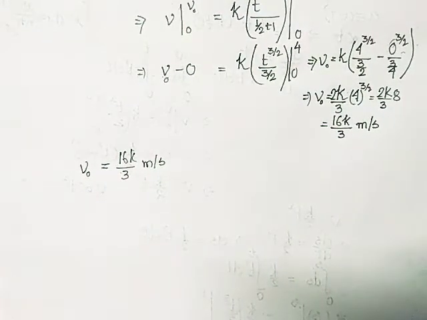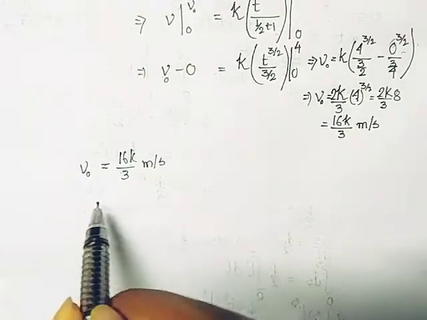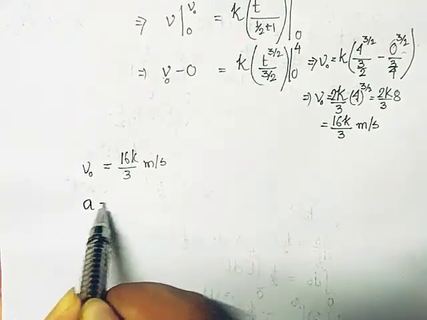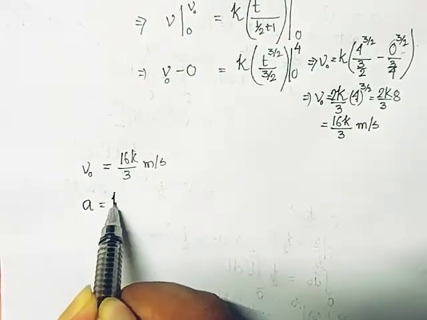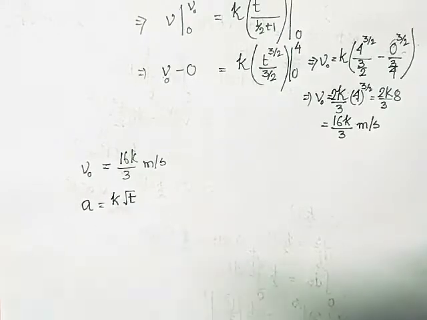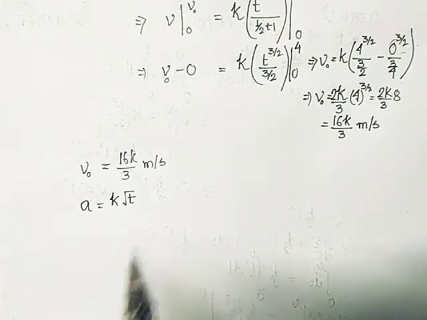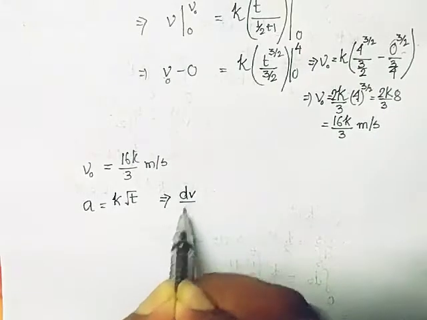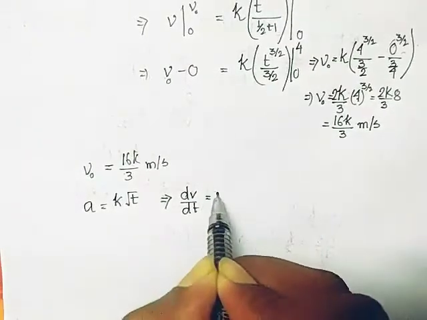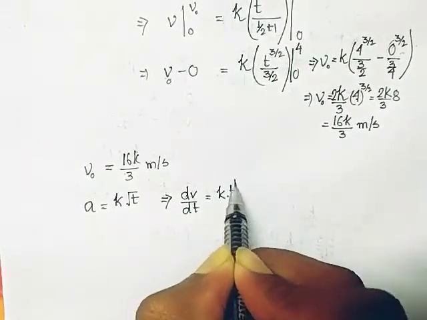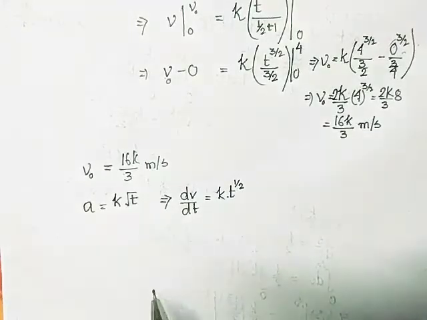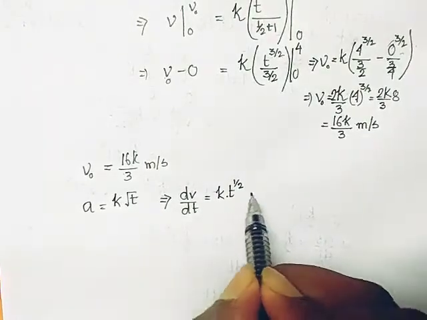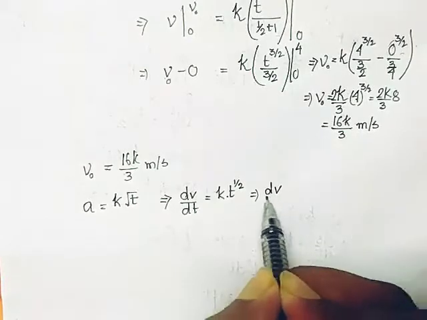Okay, but from which equation have I started? I have started from this equation, a equal to small k root over t. That is the equation that we have understood from the table of data. So if I write after this, this is dv/dt equal to k t to the power half.